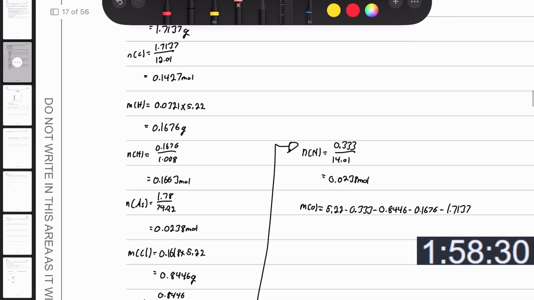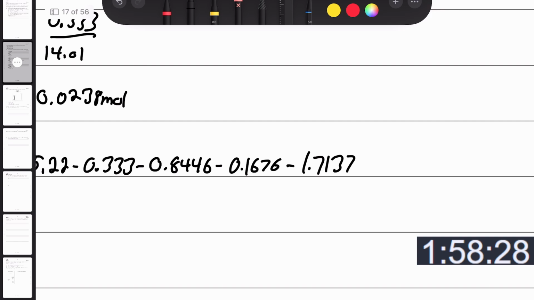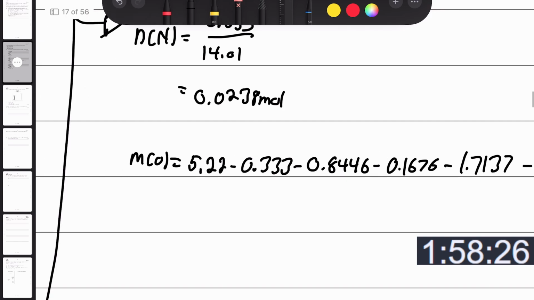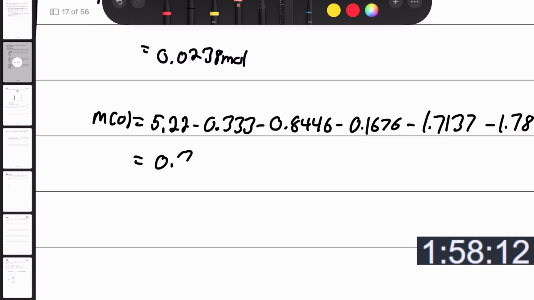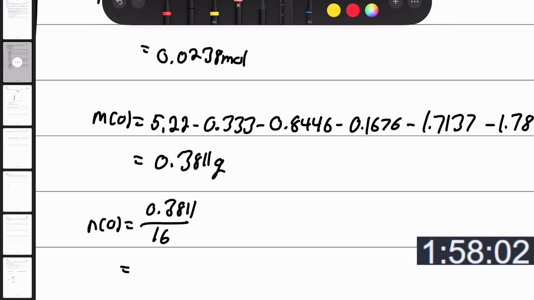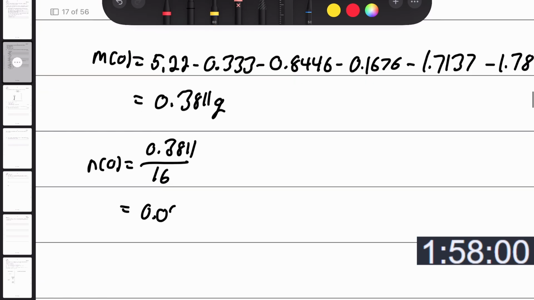717. I think I'm missing one. Minus 1.78 for the arsenic. And this is equal to 3 minus 0.8446 minus 0.1676 minus 1.7137 minus 1.78, which is 0.381 grams. So number of oxygen is equal to 0.3811 over 16, which is equal to 0.0238 mole.